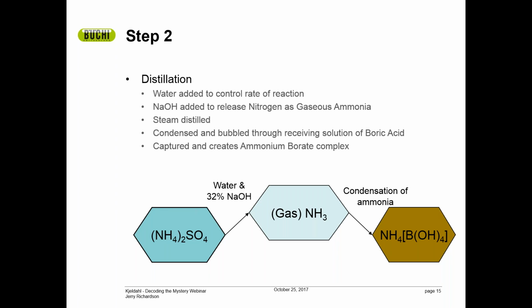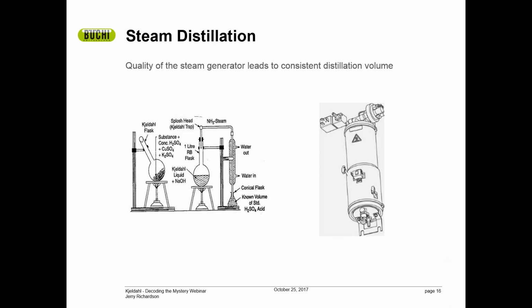Okay, and the whole idea is to generate the nitrogen and alkalize it to generate the ammonium gas. Once you have the gaseous ammonia, what we'll do is recondense that, capture it, and complex it in a boric acid solution. All right.